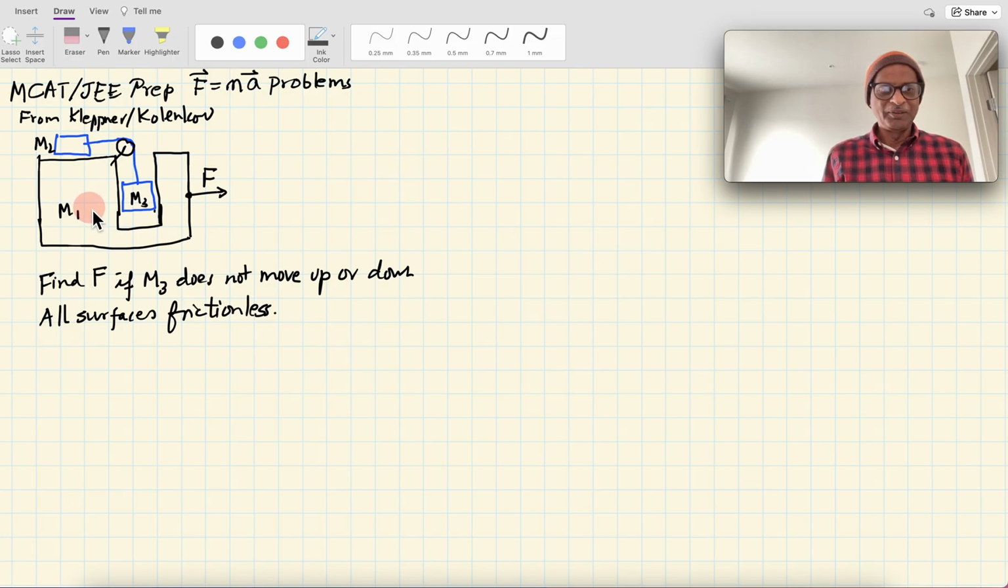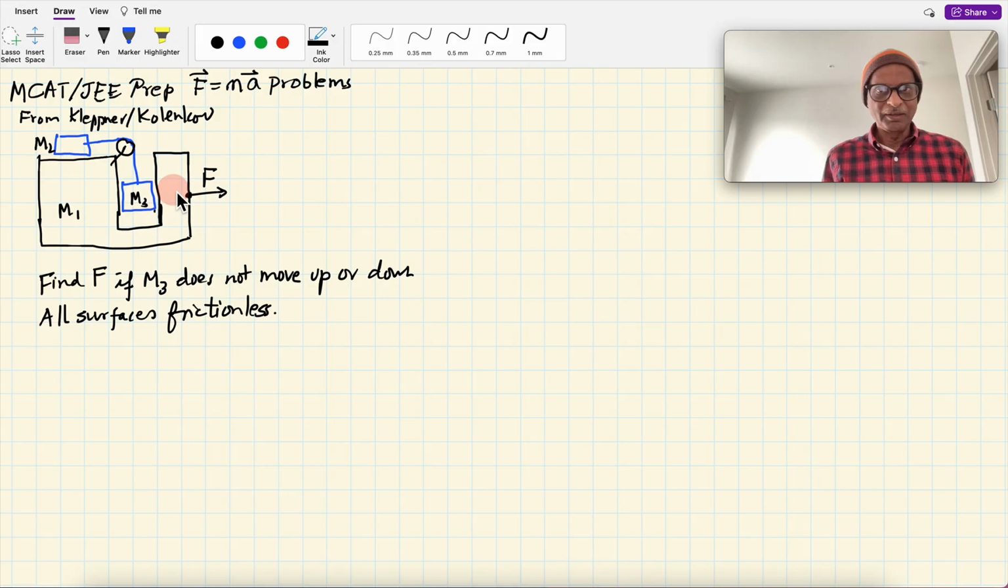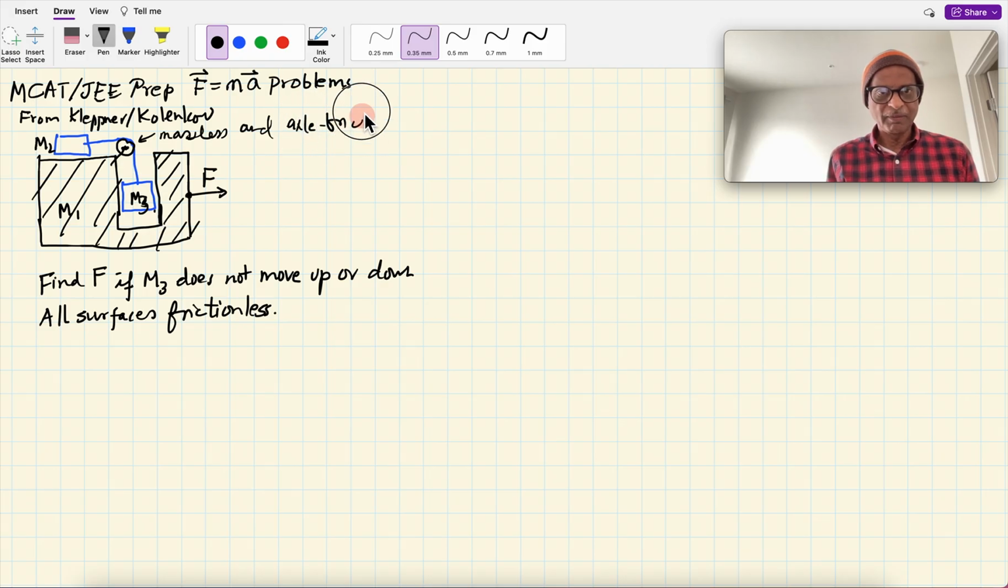We have these two masses, and then there's one big block. One big block is this guy, and it just fits M3 here. This is M3, just fits in here. And there's a pulley here. Consider that to be massless and frictionless, with a massless and frictionless axle. Like over here is frictionless, and then it's connected to this other mass.